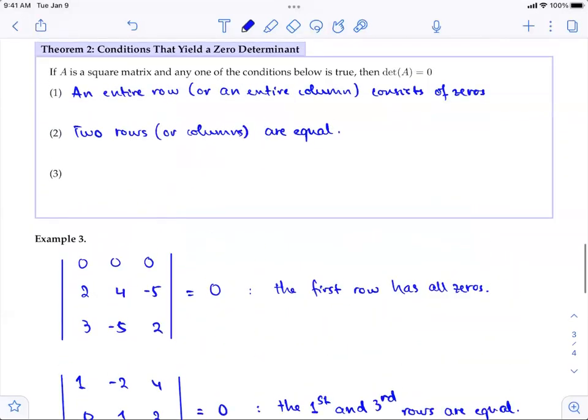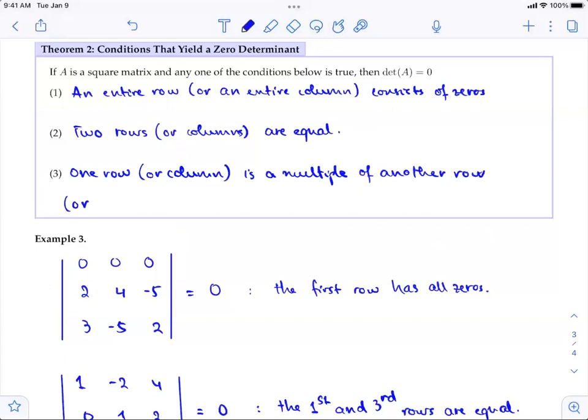And the last condition is that one row or column is a multiple of another row or column.